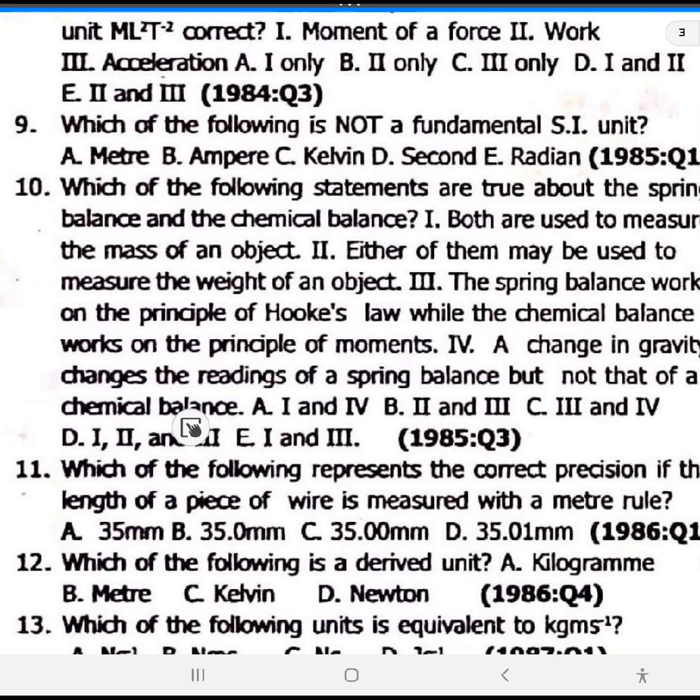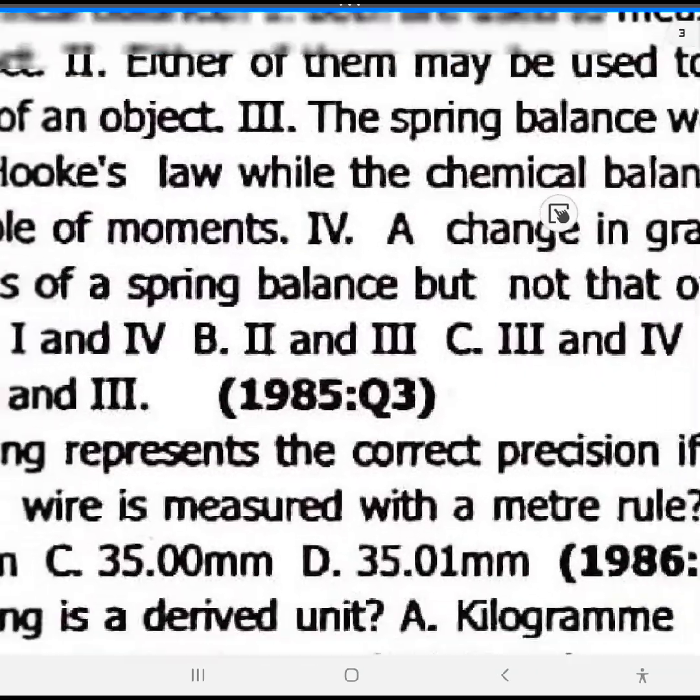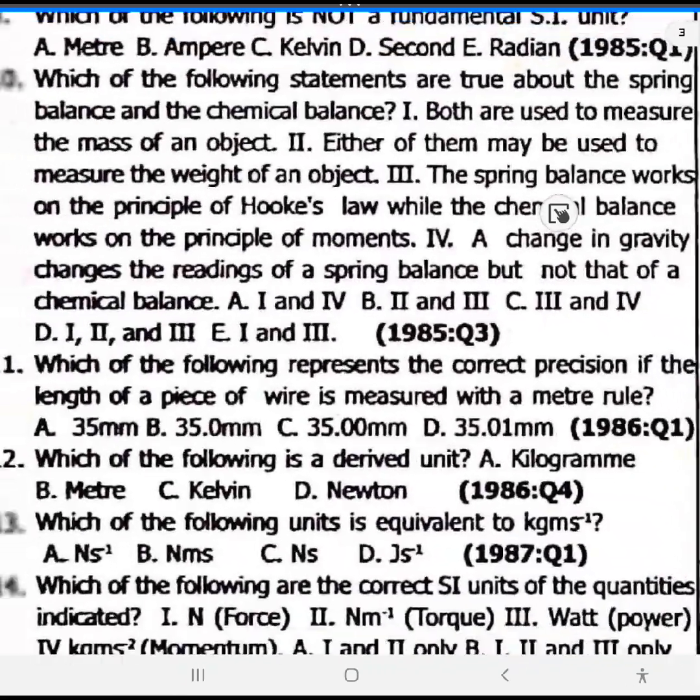Number 9. Which of the following is not a fundamental SI unit? Radian is not a fundamental SI unit. Radian is a dimensionless unit and could be regarded as a derived unit. So it is not a fundamental SI unit. 10. Which of the following statements are true about the... okay, let's go a bit down.